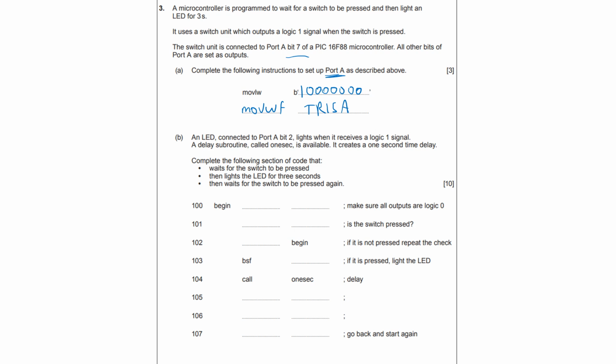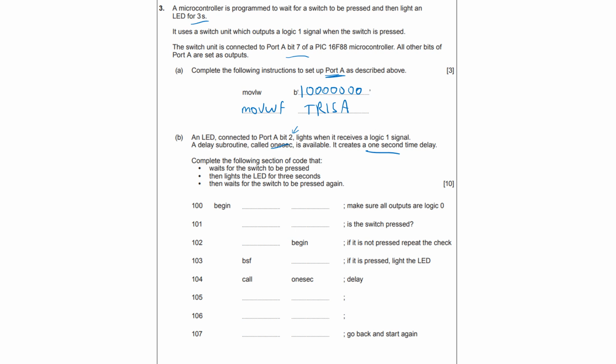So let's just read it. An LED connected to port A, bit 2, lights when it receives a logic 1. That's lovely. So we know that port A, bit 2 is going to be the LED. A delay subroutine called 1sec is available, and it creates a 1 second time delay. Well, hang on a sec, we want a 3 second time delay. Let's move on. Okay, so first of all, make sure all outputs are logic 0.